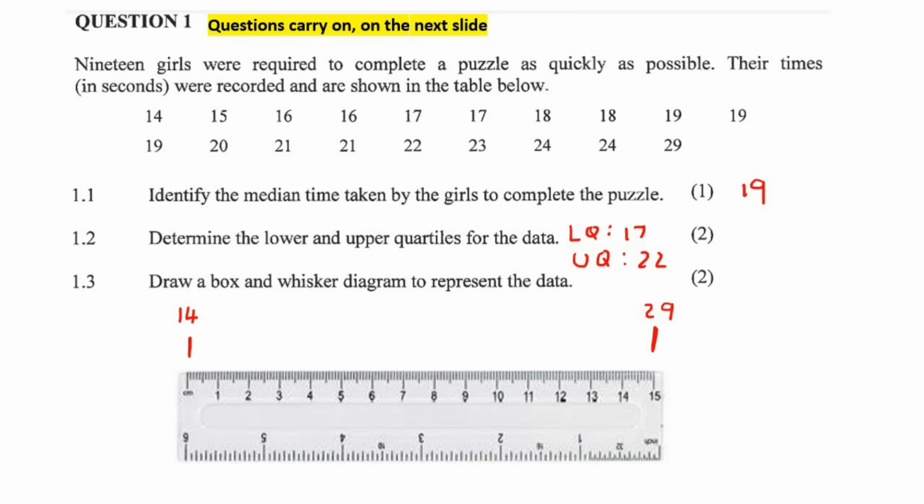Okay, and then on a box and whisker, you want to put the minimum, you want to put the maximum, which we've done. Then you want to put the lower quarter, which we call Q1.